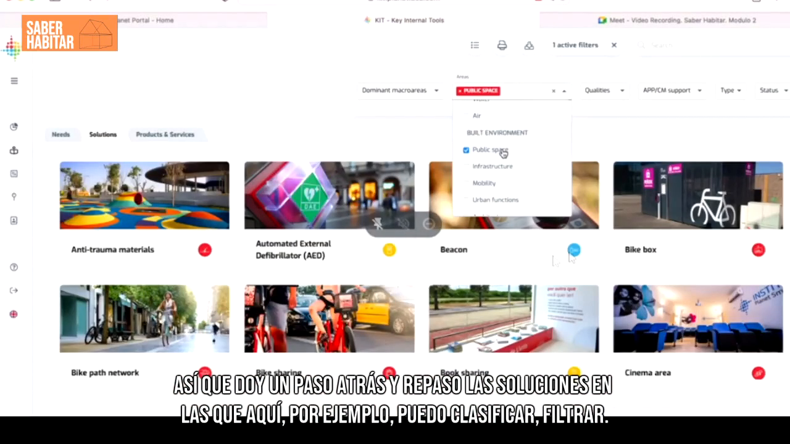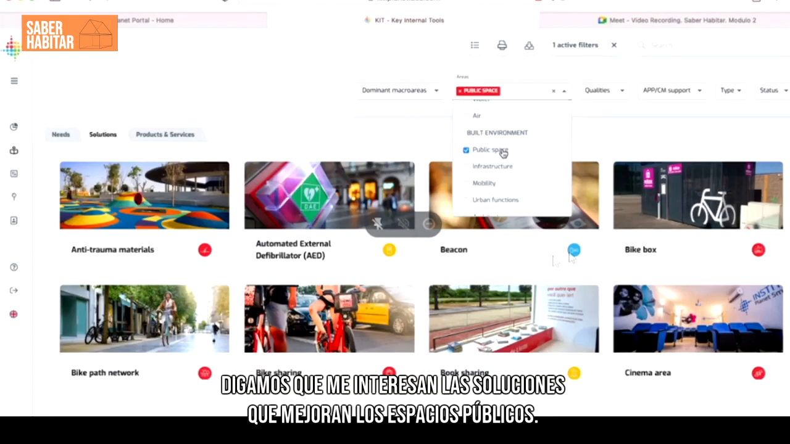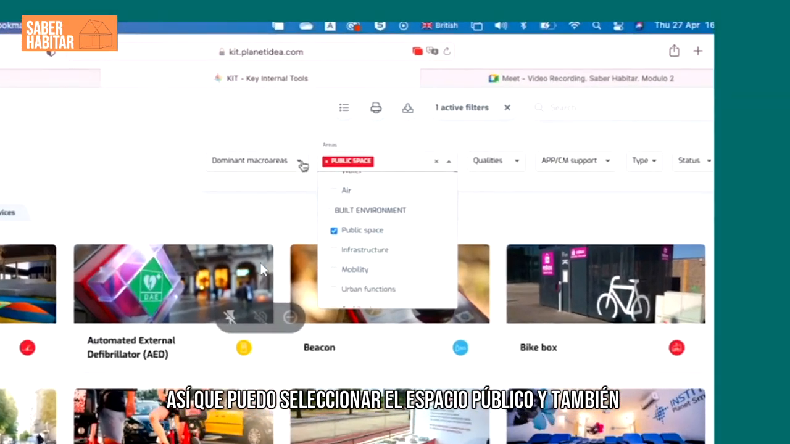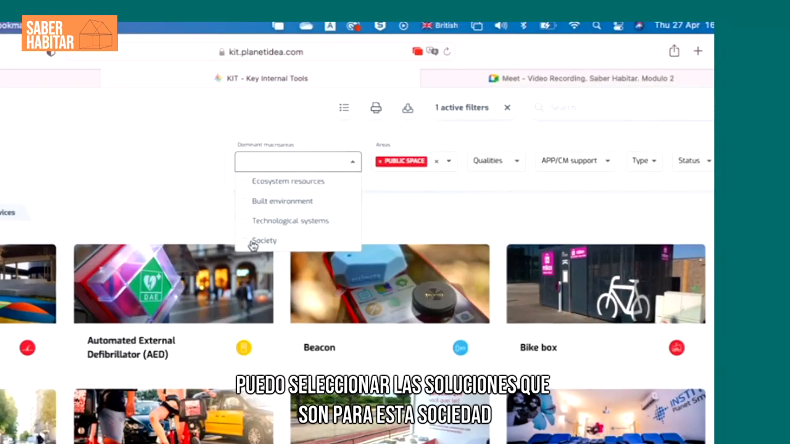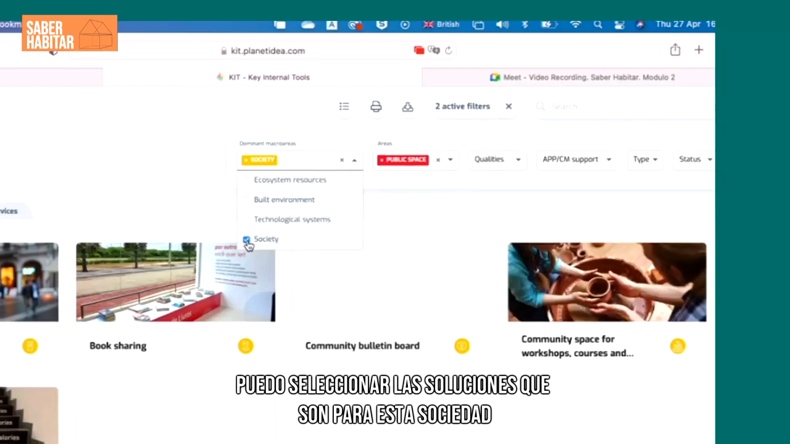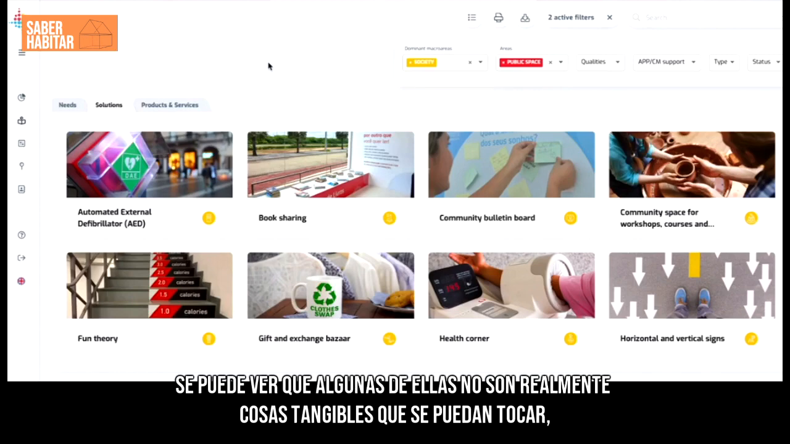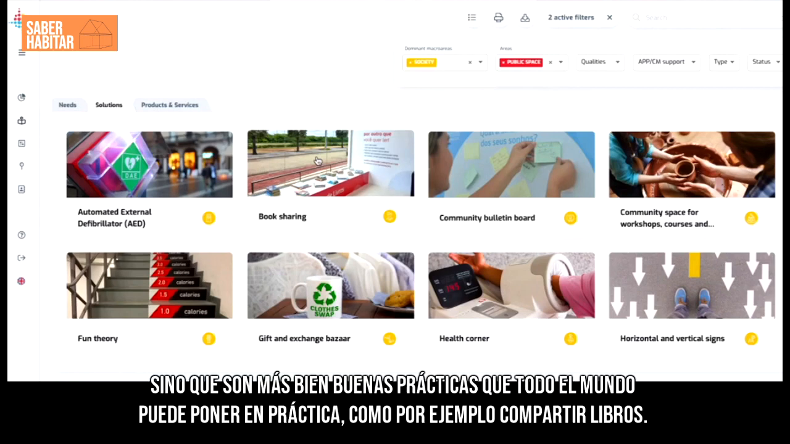filter. Let's say that I am interested in solutions that make public spaces better. So I can select public space, and also I can select solutions that are devoted to the society. And here immediately I can see some solutions that we can deploy all together. You can see that some of them are not really tangible things that you can touch, but rather best practices that everyone can put into practice.